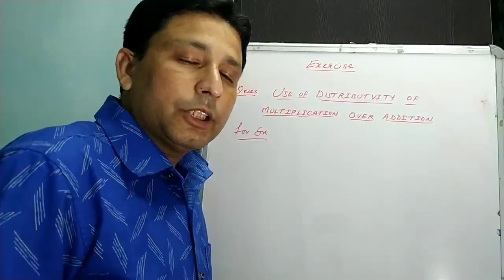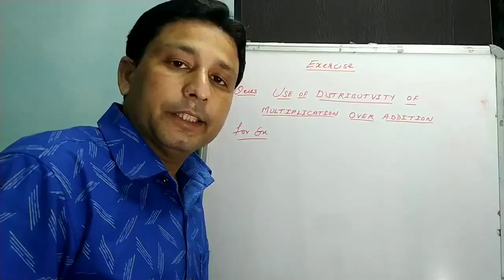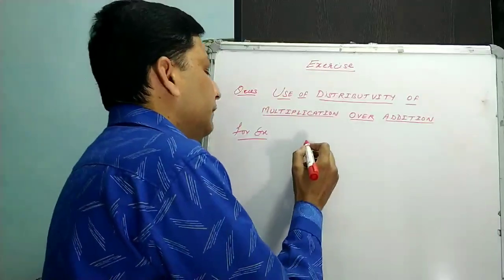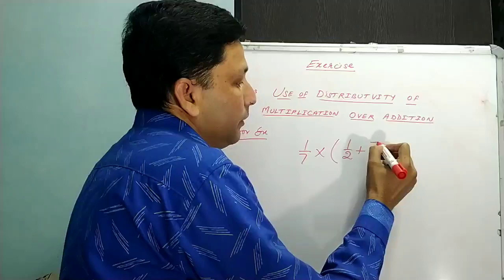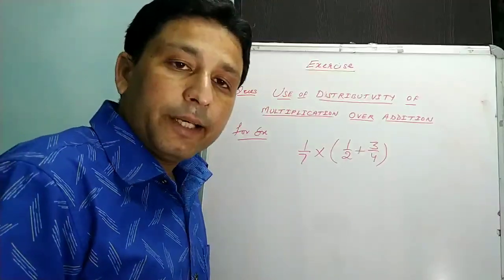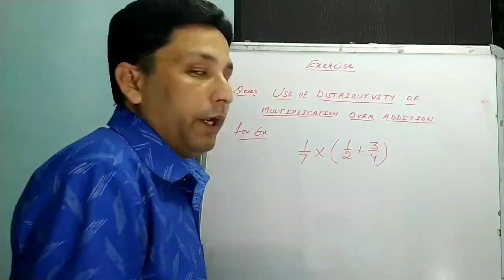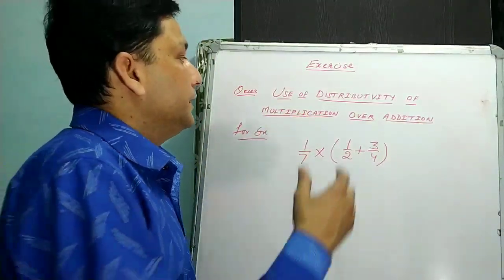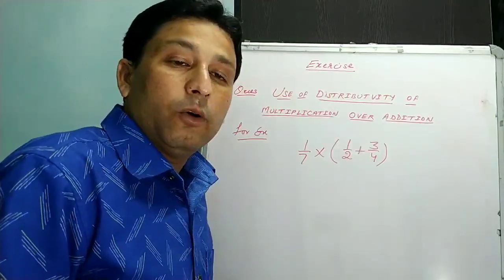Now moving on, next question, that is use of distributivity of multiplication over addition. Means here we will use this property. Let's take an example. 1 upon 7 into in bracket 1 upon 2 plus 3 upon 4. Here you know very well, first of all we should solve the bracket according to the BODMAS rule, but here we will not solve the bracket. Why? Because here we are to use this property which is given in the question, that is distributivity of multiplication over addition. Now what should we do?